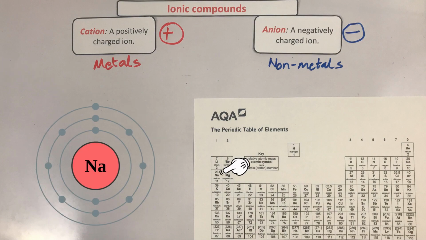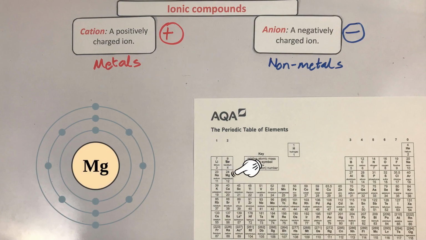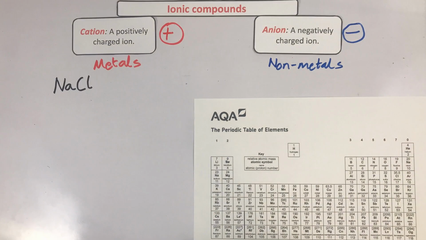Group 1 has 1 electron, so it's easier to lose 1 electron than to gain 7 electrons. Group 2 have 2, and it's easier to lose 2 than to gain 6 electrons. When you get to group 5, they gain 3 electrons rather than lose 5 electrons, and all the way to group 8, or sometimes they're called group 0, they don't lose or gain electrons because they already have a full outer shell. Putting all this into practice, we have sodium chloride.